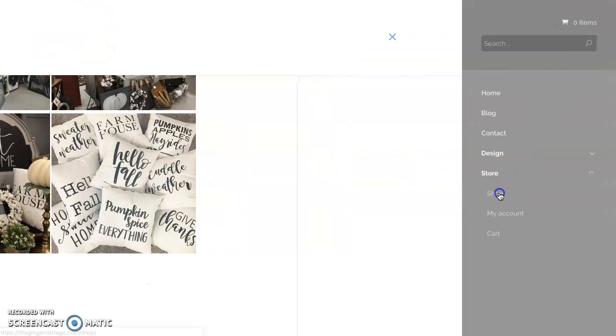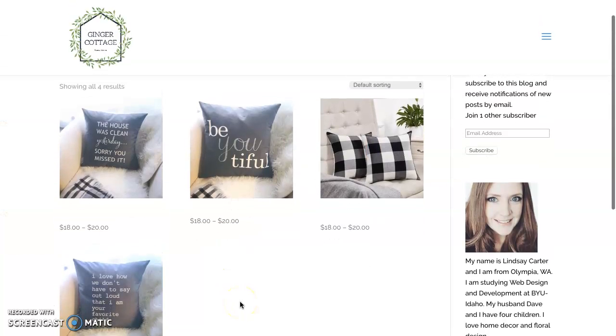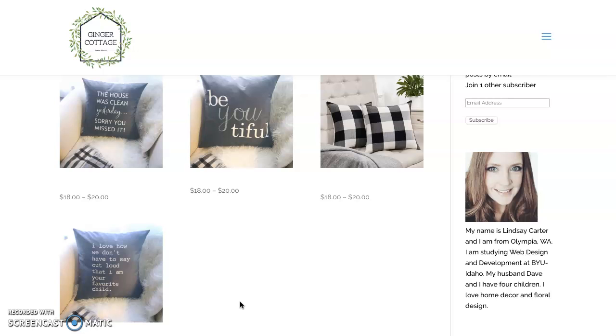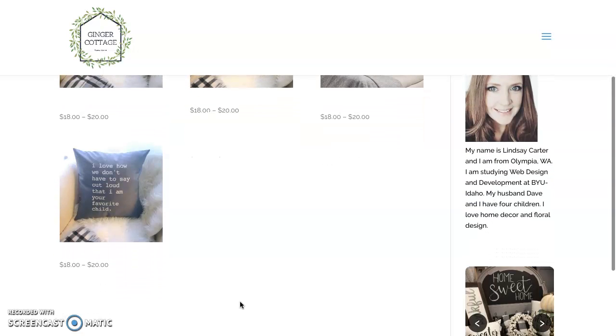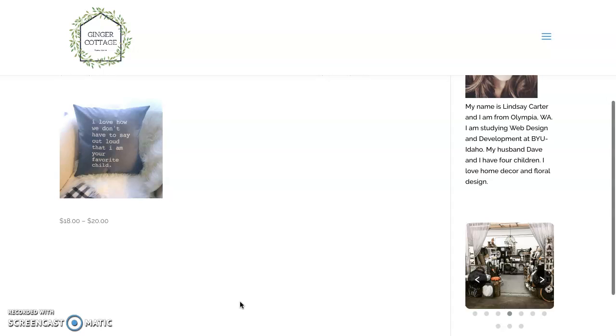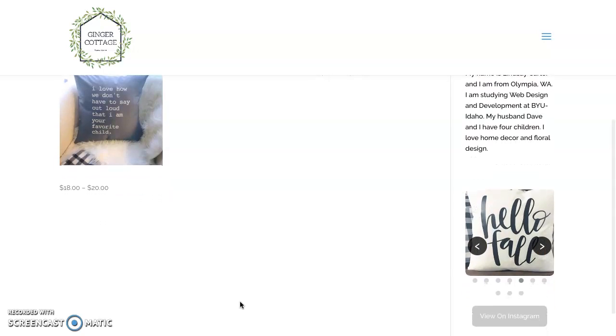And then for the store, I've added a few of the pillows that I've made in the past, but right now I'm working on making a lot of the Christmas pillows, so I would love to add those on here as well as maybe some of the smaller home decor items that I make.